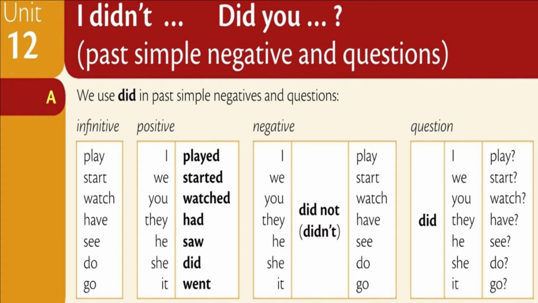Did he play? Did he start? Did he watch? Did he have? Did he see? Did he do? Did he go? Did she play? Did she start? Did she watch? Did she have? Did she see? Did she do? Did she go? Did it play? Did it start? Did it watch? Did it have? Did it see? Did it do? Did it go?